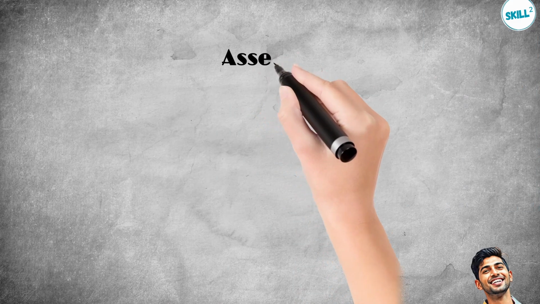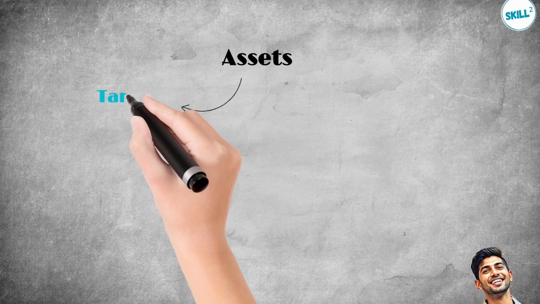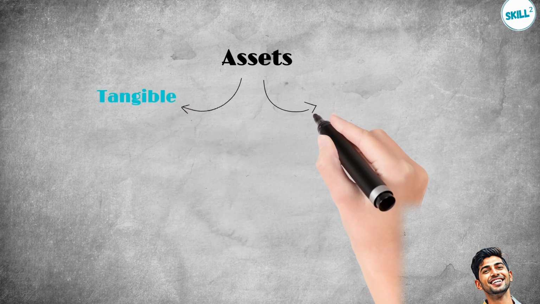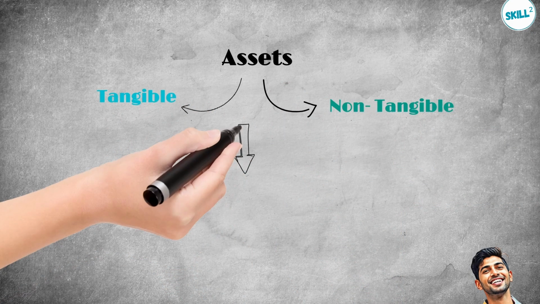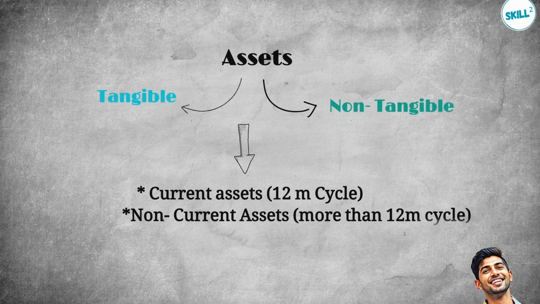Assets are divided into two categories and also two types, which are called tangible and non-tangible. And the categories are current assets and non-current assets. Current assets are used within a 12-month cycle and non-current assets are used for more than 12-month cycles.